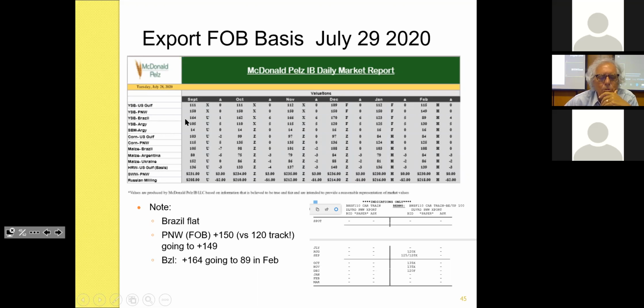But take a look at this Brazilian basis. Going forward, they list them at about 160 in the nearby months, but when they get out to February, going to 89. So that's a 90-cent decrease in the basis in Brazil between now and February. Well, February is the beginning of a new crop. And so that has very important implications for you as marketers.